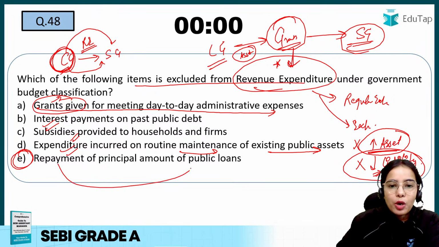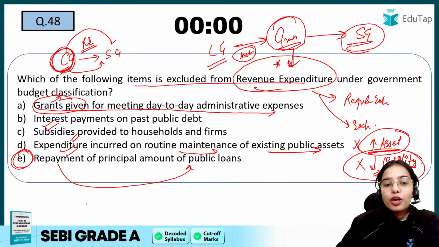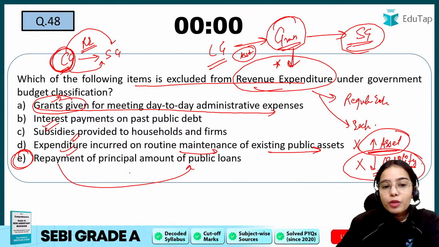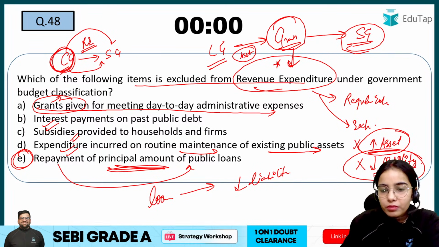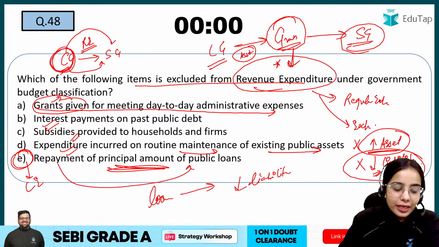Repayment of principal amount of public loans. So basically if the government is repaying the loan, the government is repaying the principal amount, so the government is repaying the loan. So this is decreasing the liability of the government. So this comes under capital expenditure.